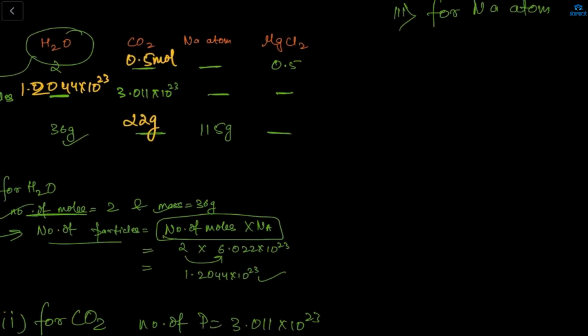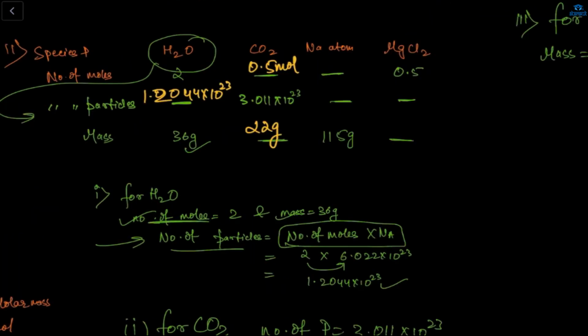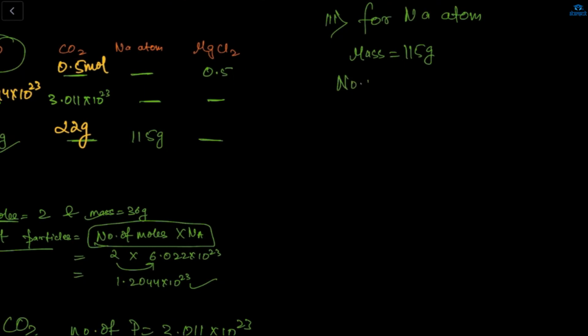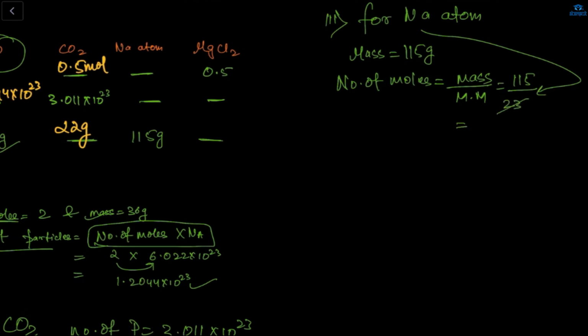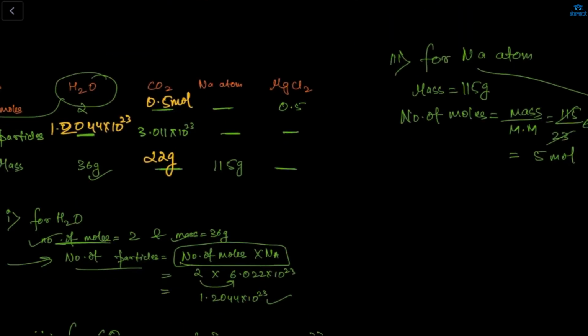Okay, next. For Na atom, only mass is given. Mass is given how much? 115 grams. So for first, what we have to find? First, we have to find number of moles. So number of moles is what? Again, same formula. Mass upon molar mass. So mass is given 115. For Na, molar mass is how much? 23. So it will be 5.